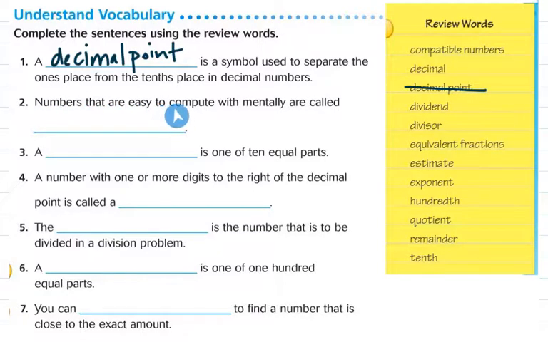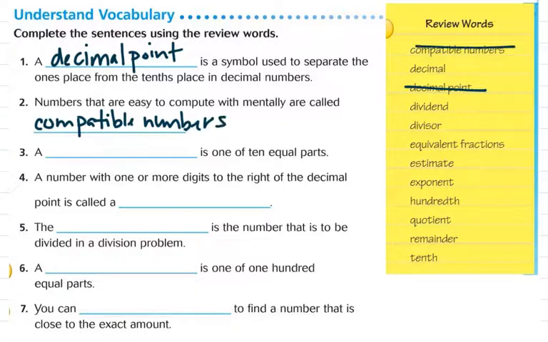Numbers that are easily to compute with mental math are called compatible numbers. So I'm going to write down compatible numbers. And I think just for this one, it might be kind of easy and nice to write an example. We know that 1 times 5 is normally 5. A compatible number, we could say 1/10 times 5 would be 5/10. Those are examples of compatible numbers.